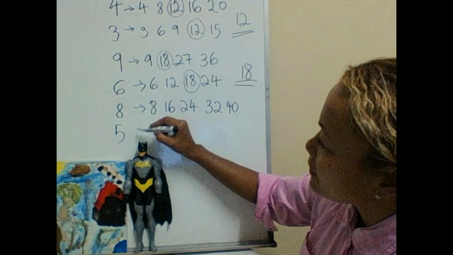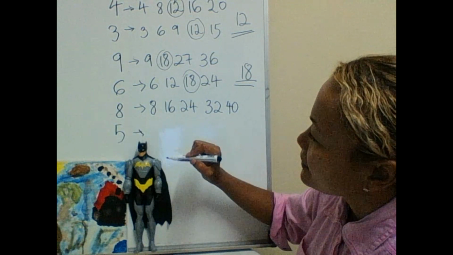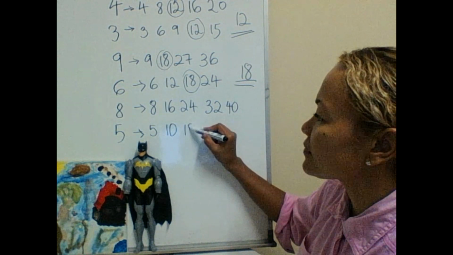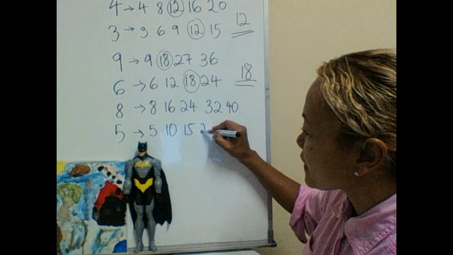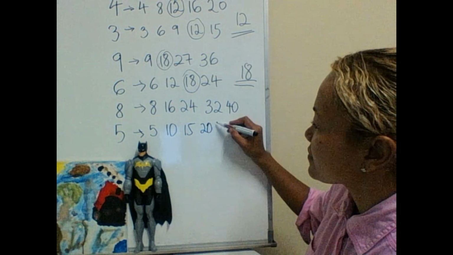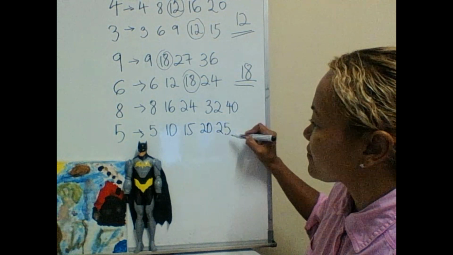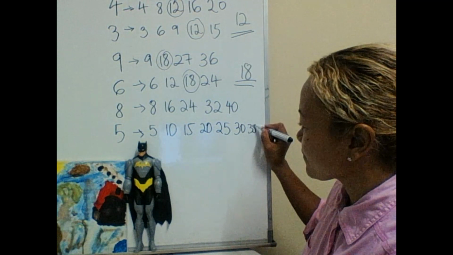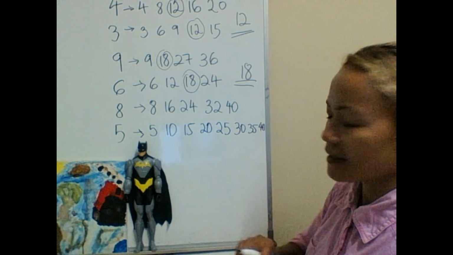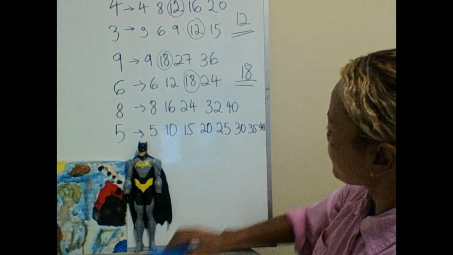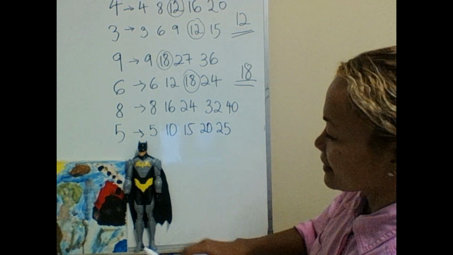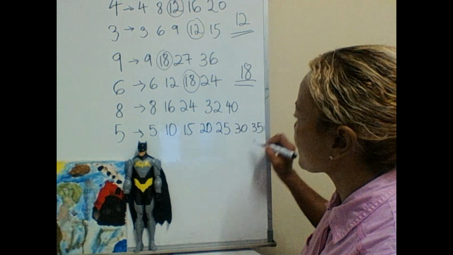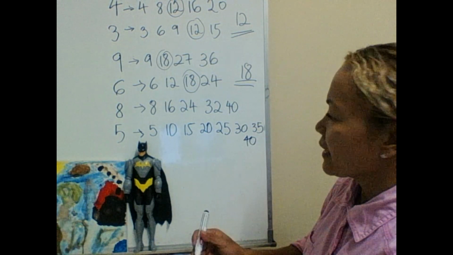Okay, let's start on the one for 5. 5 1s are 5. 5 2s are 10. 5 3s are 15. 5 4s are 20. 5 5s are 25. 5 6s are 30. 35. 40. Okay, I'm running out of space there. It's not that visible there. So 30, 35, and I'll write the 40 down here.